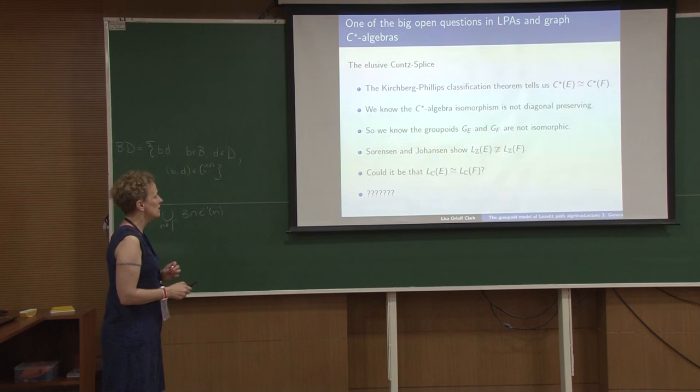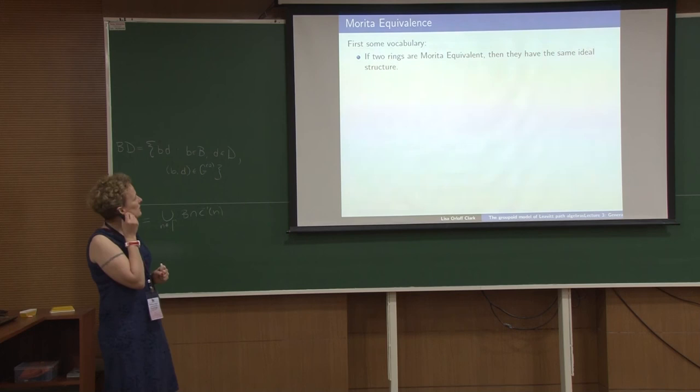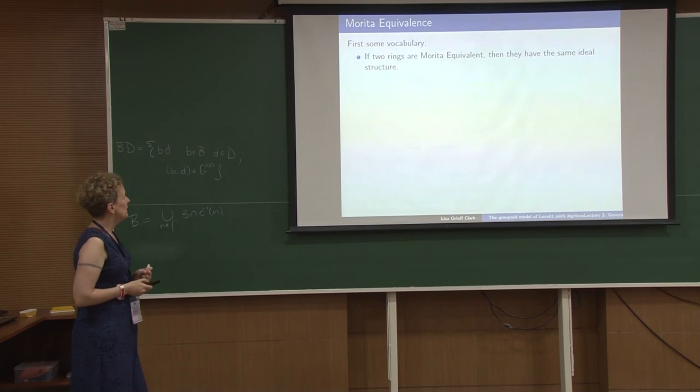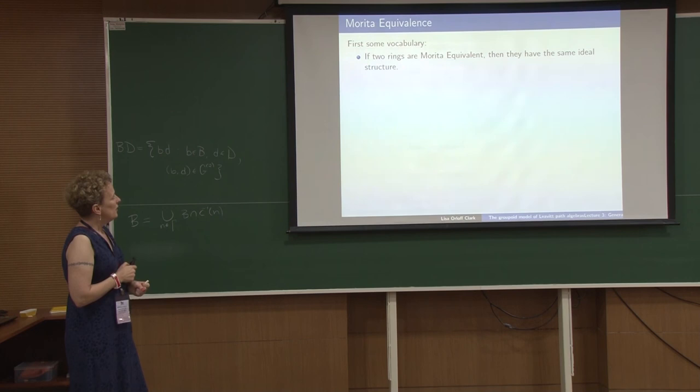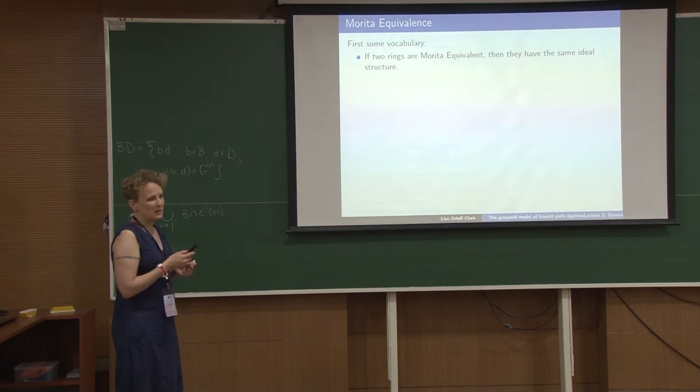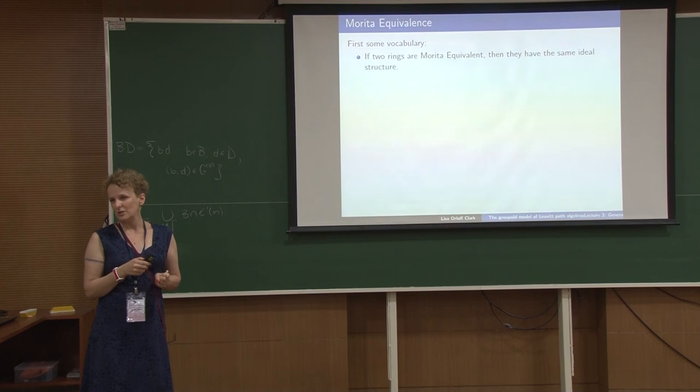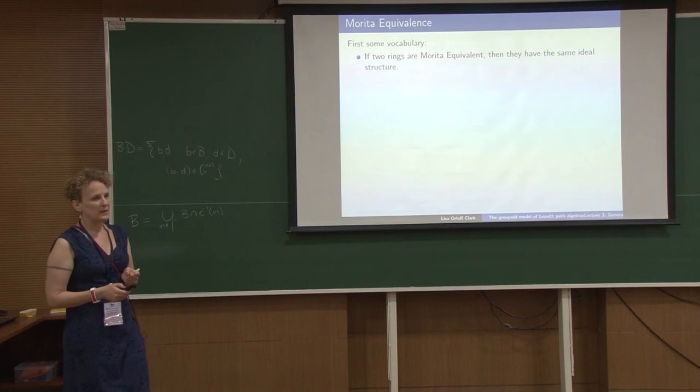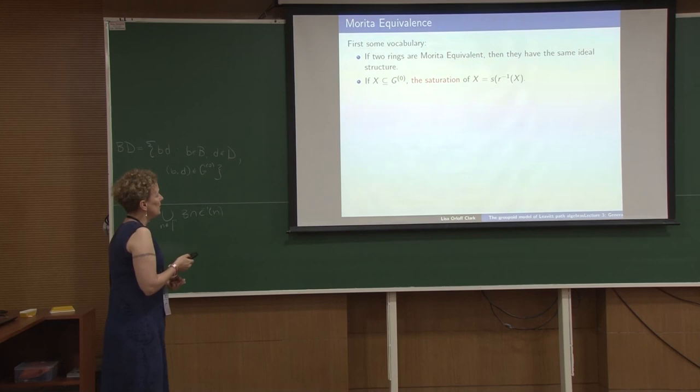I'll just say quick things about Morita equivalence. I'm not going to spend a lot of time because that would take more time than I have, but we'll get some vocabulary. I'm not giving you the definition of Morita equivalent. It came up last week, but the idea is if two rings are Morita equivalent, then they have the same ideal structure, for example. There are other properties that are preserved, but the ideal structure is preserved. So if you're looking at simplicity or ideals, it's a way to approach it.